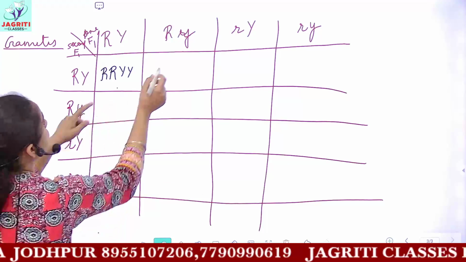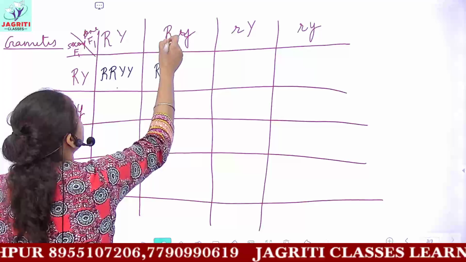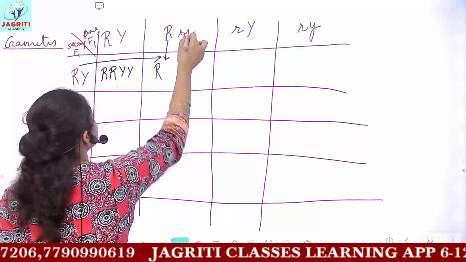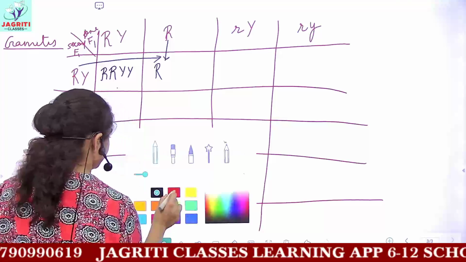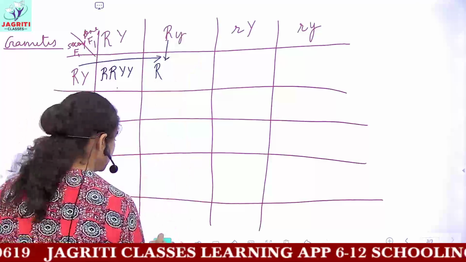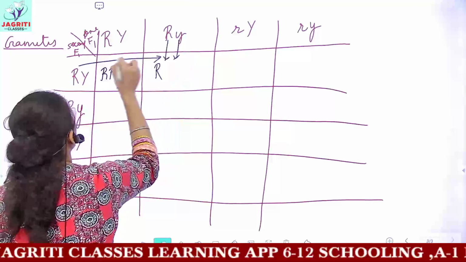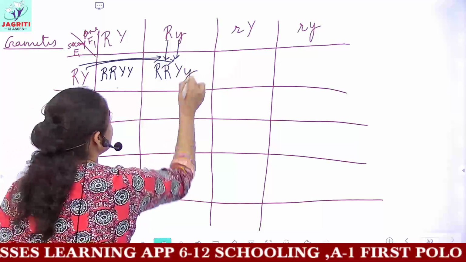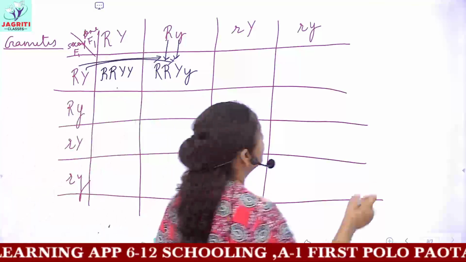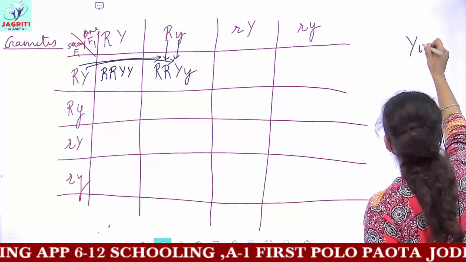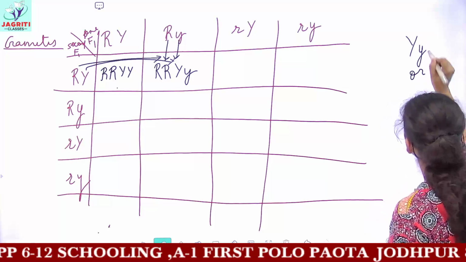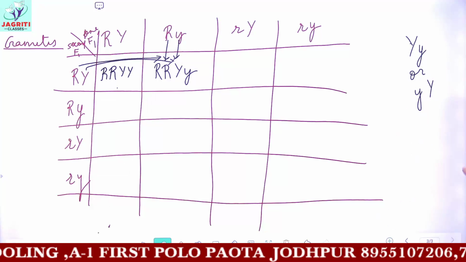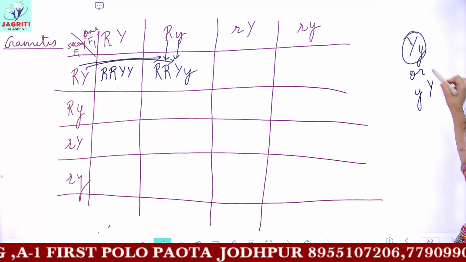Let's complete it. Then in the next column you will have capital R with capital R, and here it is written small y. So you will have small y with capital Y, and hence the genotype would be this. We always try to write the dominant character first and then the recessive. If I write capital Y small y or small y capital Y, it's one and the same thing. It means it is a heterozygous condition.